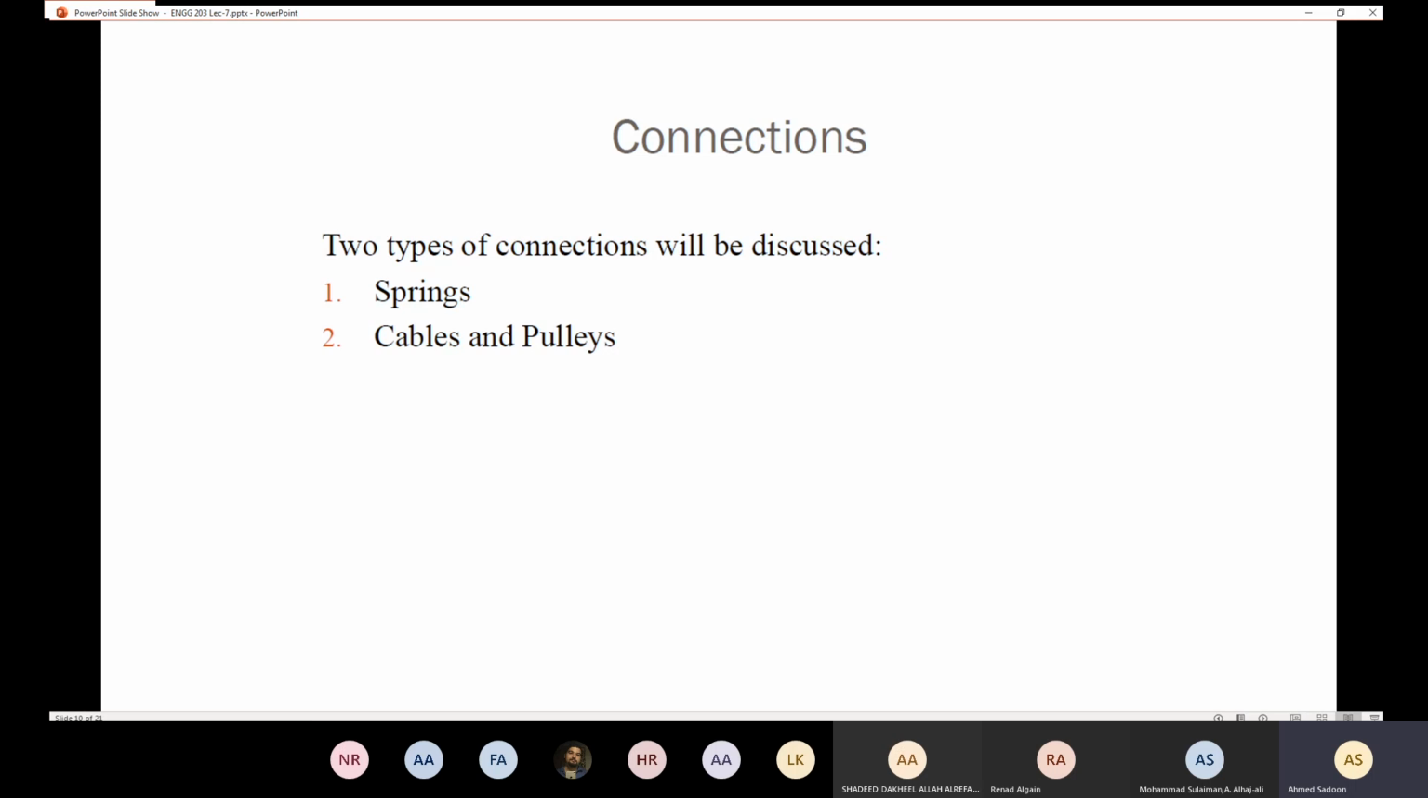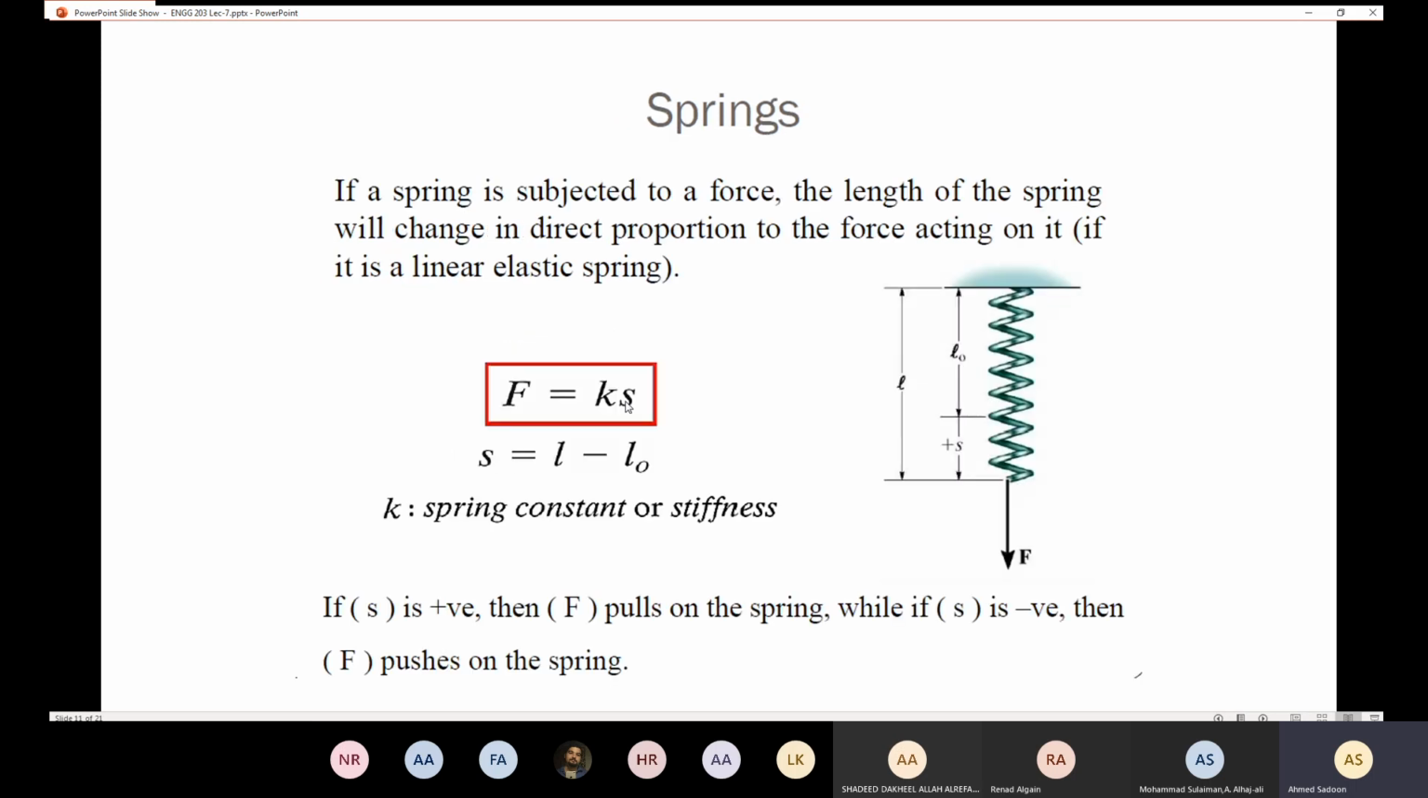And also we have connections. We have many connections here in order to connect the particles. The particle could be connected through springs or could be connected through cables and pulleys. So let's start with the springs. I know that in physics you have many lab experiments, and one of them is to calculate the spring constant. So you have a spring and you are going to apply a force.